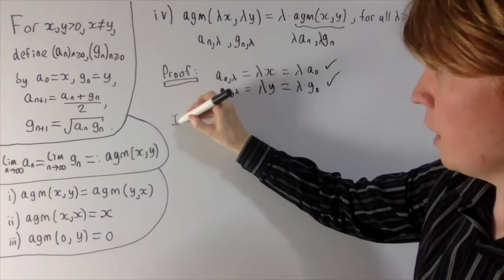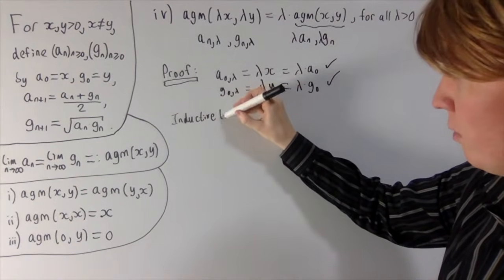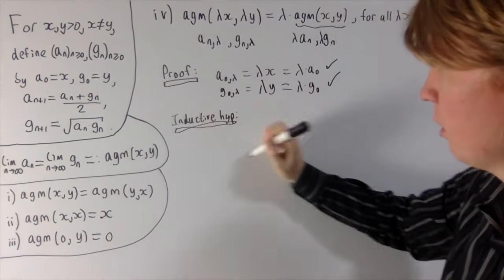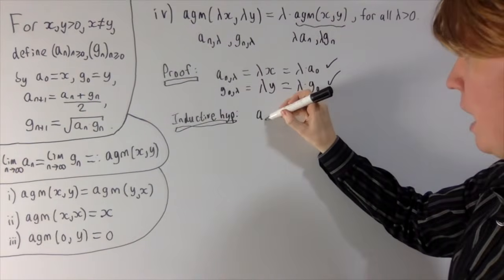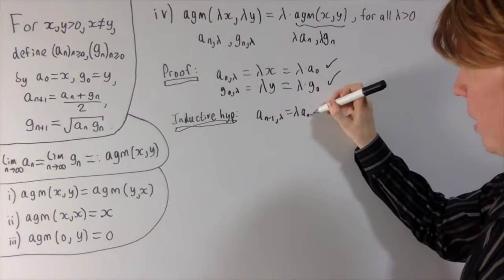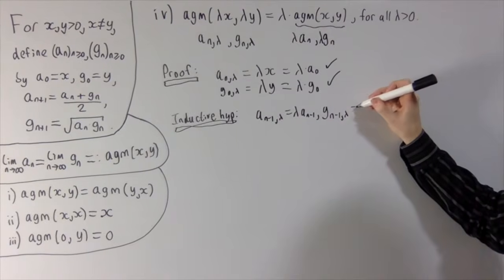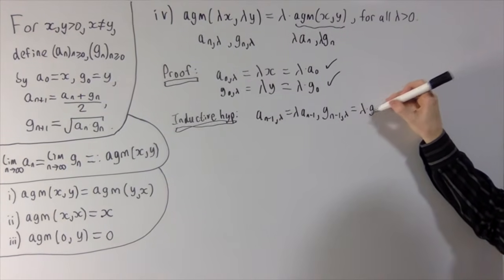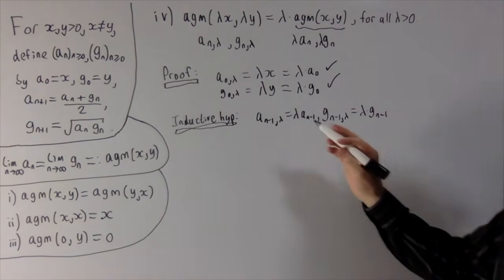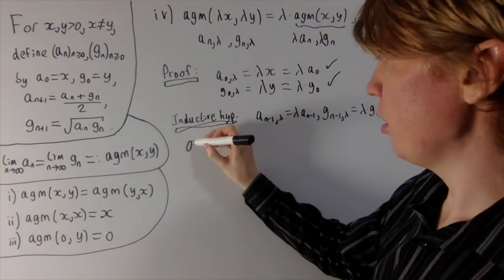So our inductive hypothesis then, we'll just assume that these are equal for n minus 1. So we'll say that a_{n-1}(lambda) is equal to lambda a_{n-1}, and also g_{n-1}(lambda) is equal to lambda multiplied by g_{n-1}. So now what we'll do is we'll try and prove that these are equal for all n using the inductive hypothesis.